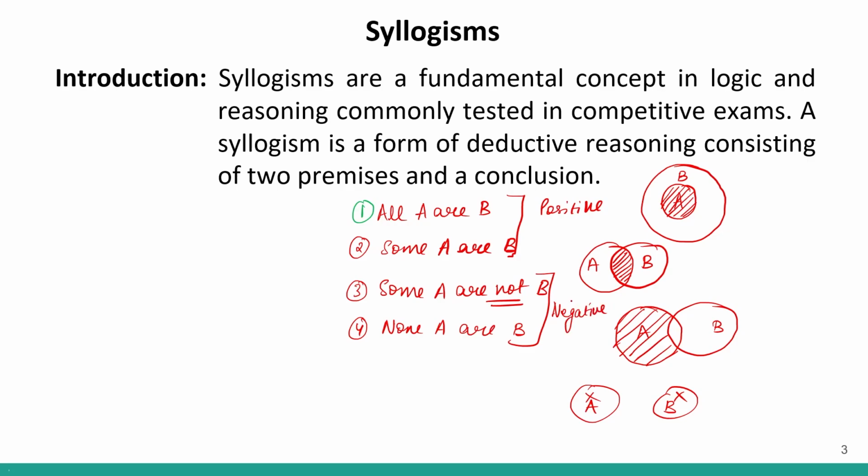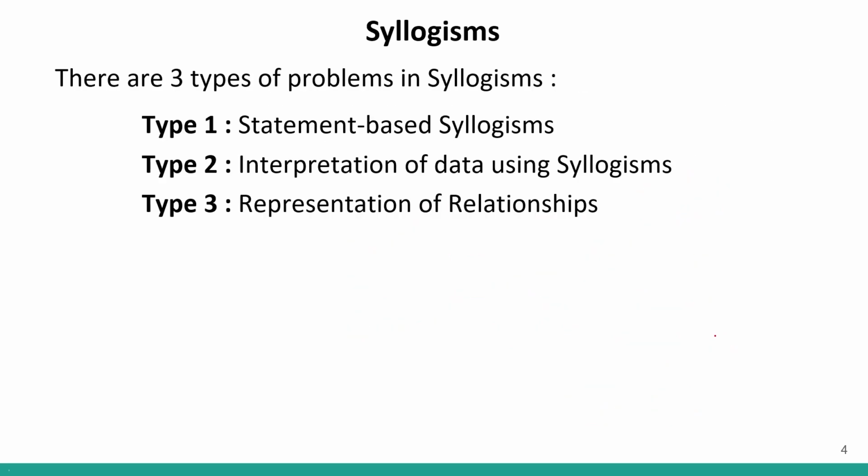So syllogisms, basically we deal with only these concepts. No other concept is being used. Only these concepts are being used. This will become clearer to you with the help of some examples and some questions. Okay. Now, before that, let us study what are the types of questions that you can get in your competitive exams from this particular topic. So, from syllogisms, we have three types of problems.